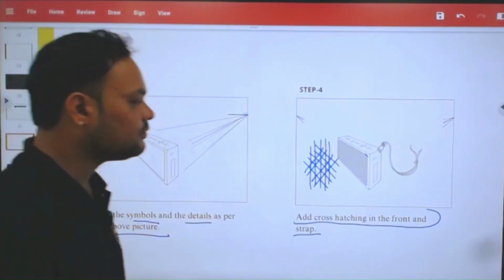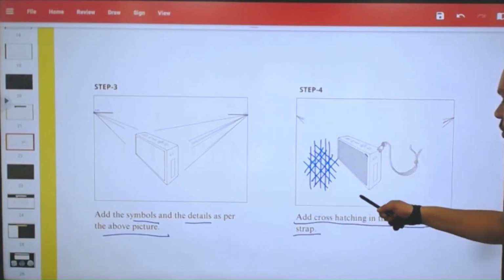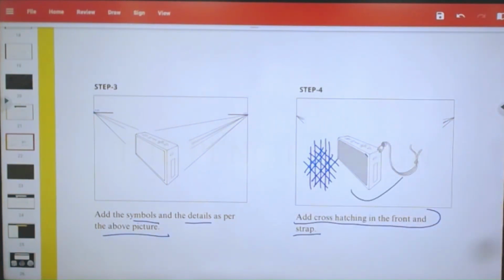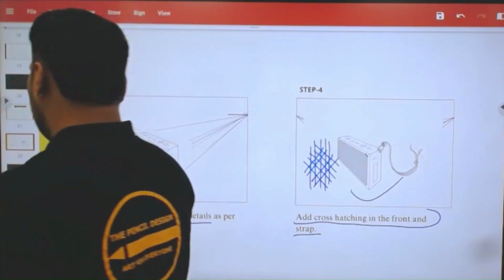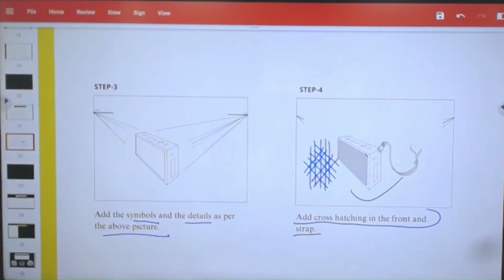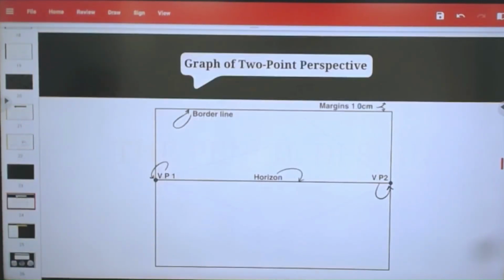So we have the Bluetooth speaker, the basic design. Right now, I would like to show you something.